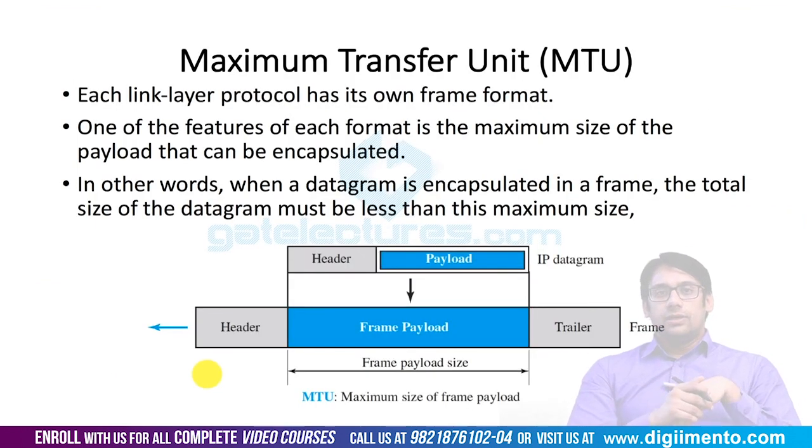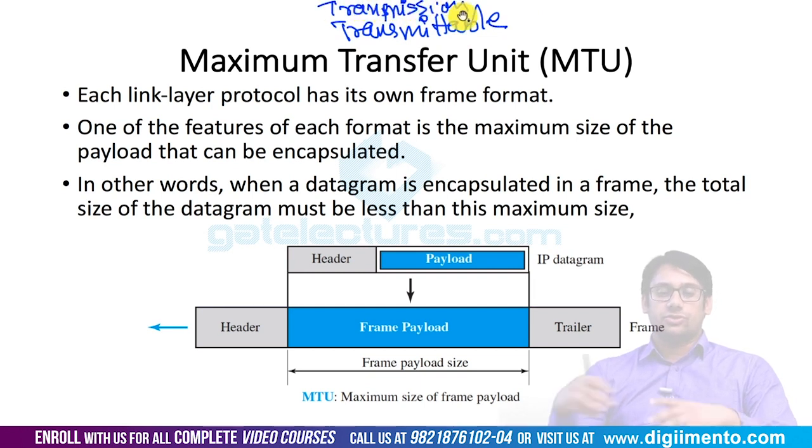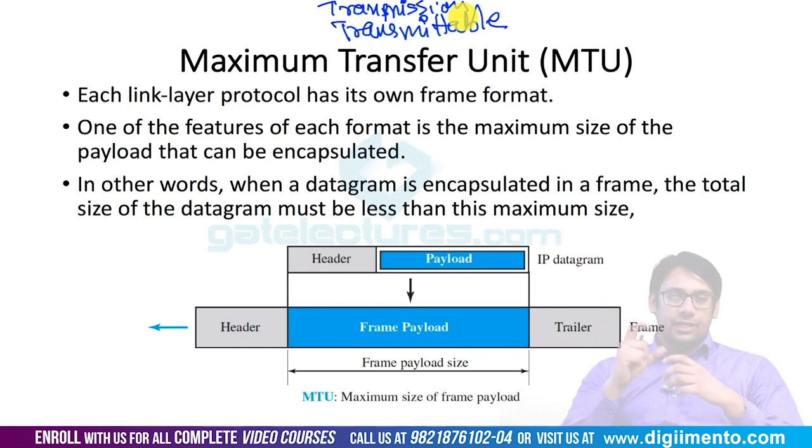So first of all, you need to understand what is the maximum transfer unit, sometimes also called the maximum transmittable unit, or maximum transmission unit. This is the maximum size of the frame that you can send through the data link layer.